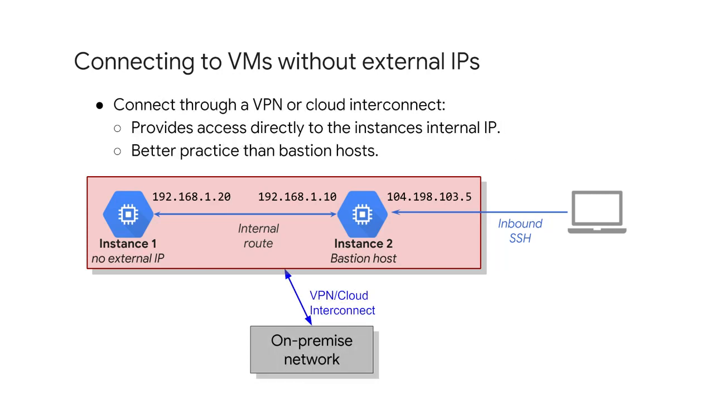An even better practice would be to use a VPN or some other more secure form of connection, such as Cloud Interconnect, for ordinary activity. Only use SSH with the Bastion host as the maintenance avenue of the last resort.